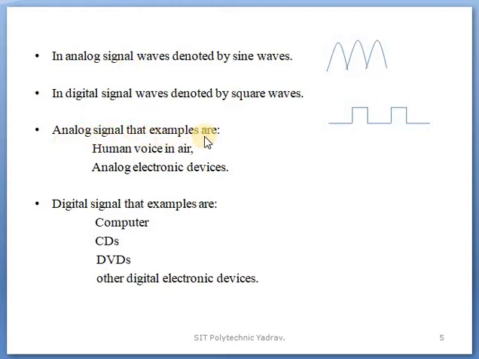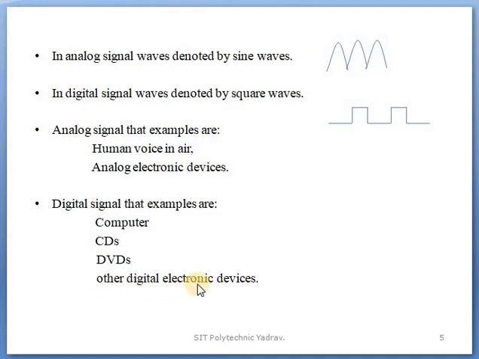After that, examples. An example of an analog signal is the human voice in air. When a human is talking, your voice is speaking, and that message, that information, is transmitted through the air using analog signals, meaning sine waves. Any analog electronic device is also an example of an analog signal. And examples of digital signals are computers, CDs, DVDs, etc.